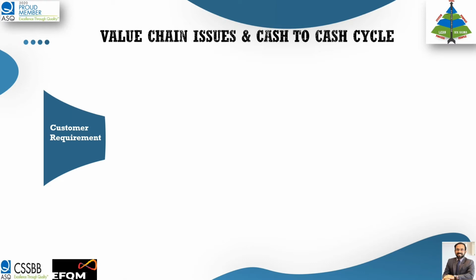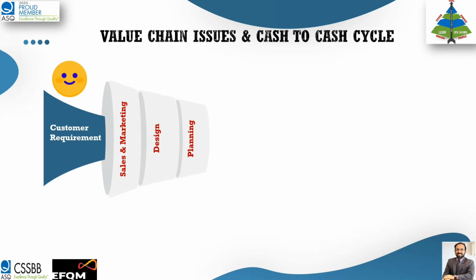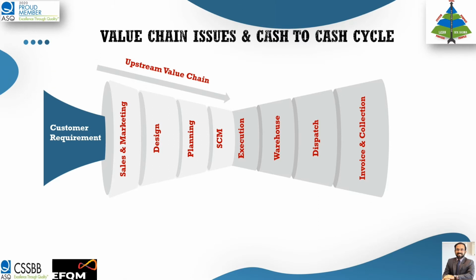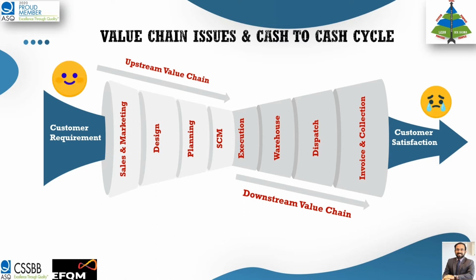If you look at this value chain, it's simple, straightforward, generic: customer requirement, sales and marketing, design of a product or service, and planning, material planning, production planning, supply chain management, getting the material, execution, and warehouse. It goes to finished goods, and dispatch is ready, and dispatch is done, and invoicing is done, and collection is done. This is an upstream value chain, and this is a downstream value chain, and finally you get the customer satisfaction as well as money from the customer.